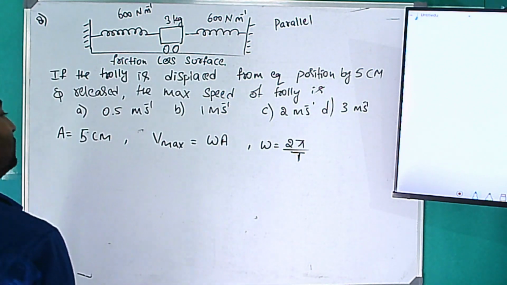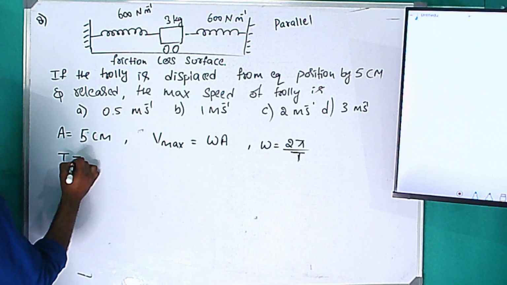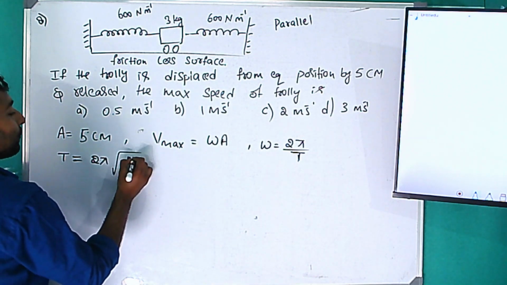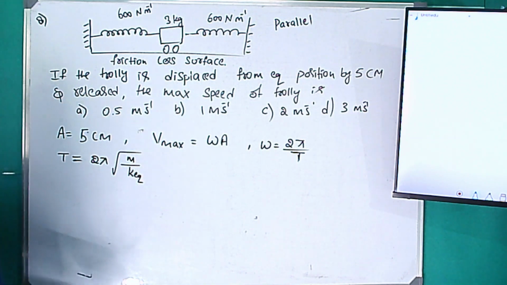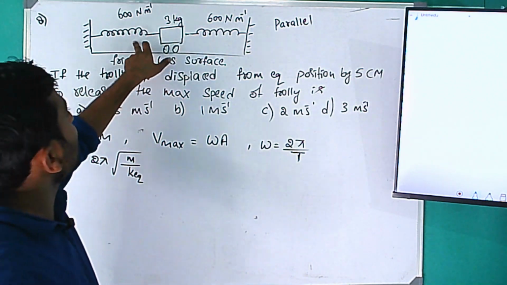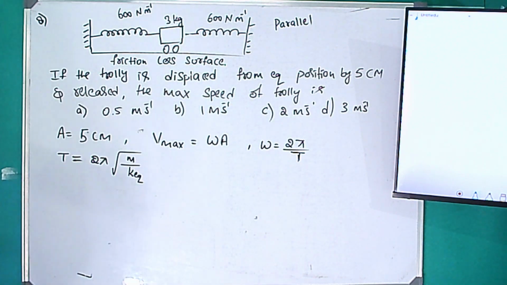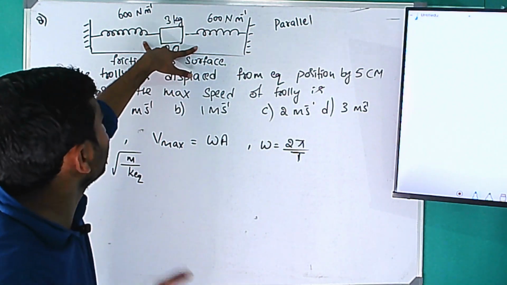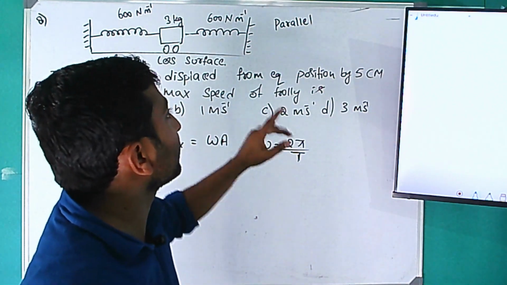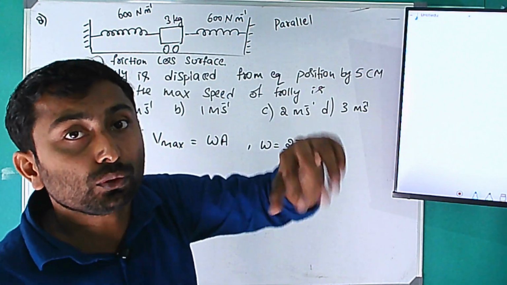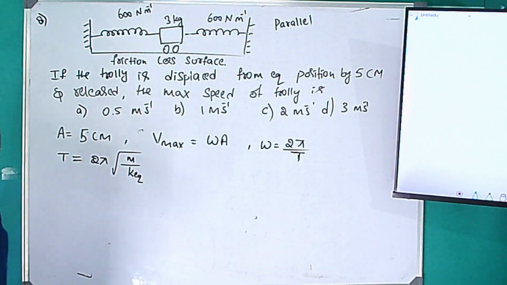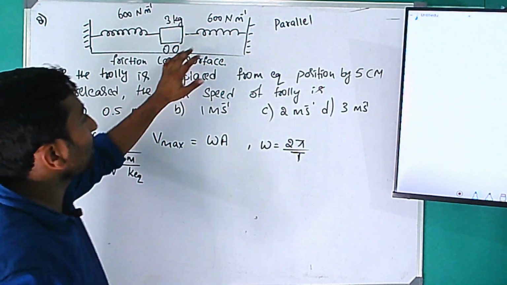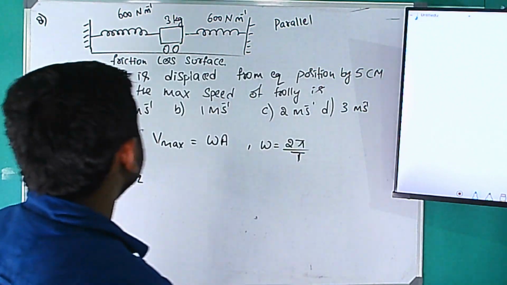Now we need to find out capital T. So capital T, the time period of any system, is given by 2 pi square root of m divided by k equivalent. So now very importantly, which type of combination is this? The springs are connected in parallel. Don't say series, be very careful. If you say series, it is wrong. Series means one end of the spring must be connected to another end of the spring, but they are in parallel. Here one end of the spring is connected to rigid support, another end is connected to mass, therefore they are in parallel. Don't get confused.